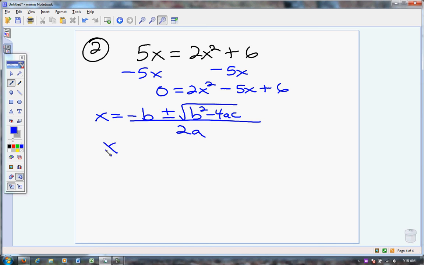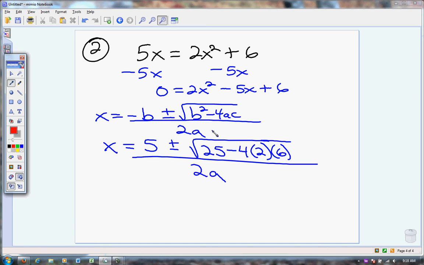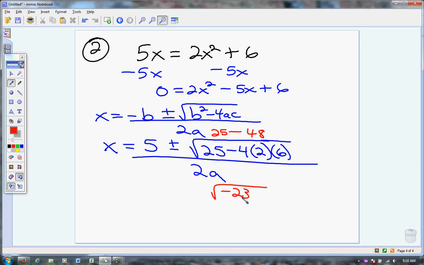x equals the opposite of b, so that's positive 5, plus or minus the square root of 25, because that's b squared, minus 4 times a times c, all over 2a. Well, the discriminant is going to be 25 minus 48. A light bulb should be going off. The discriminant is negative 23. If you get that far, you're done. There's no solution to that quadratic equation, if you recognize that that discriminant is negative.